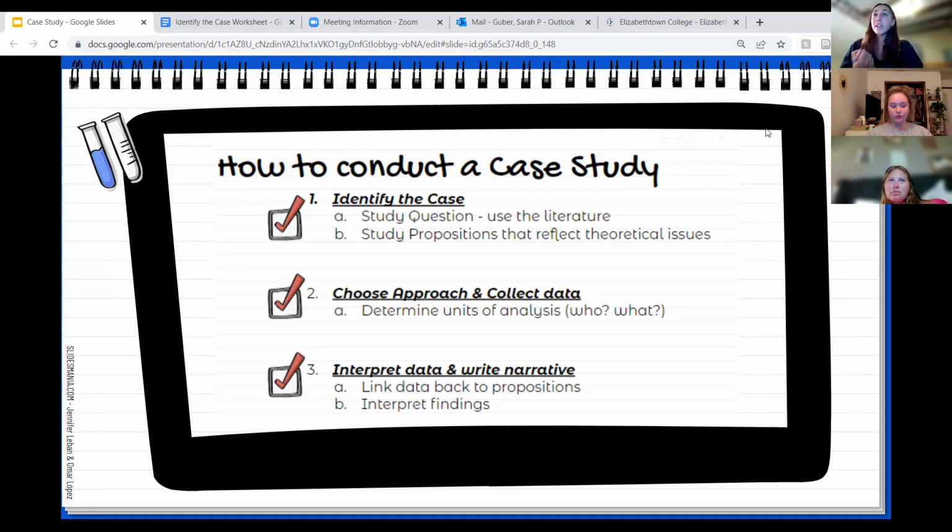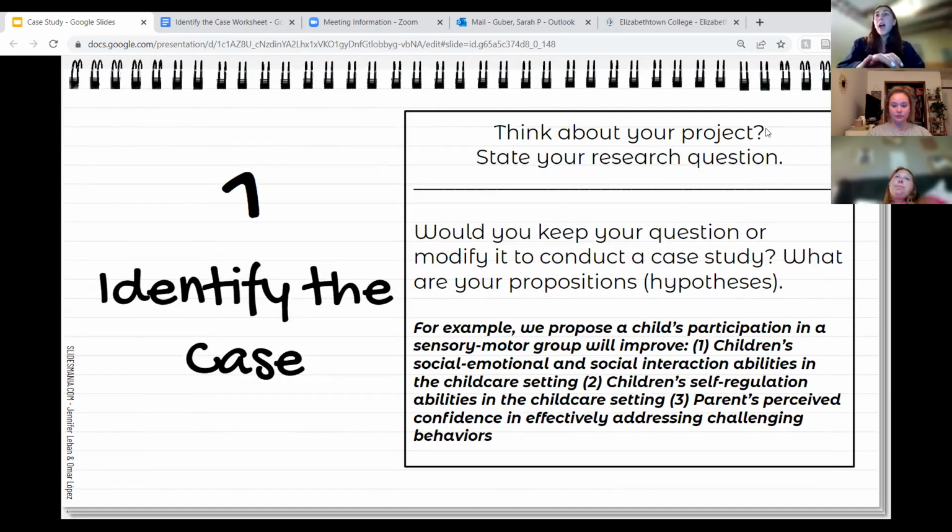First, we're going to identify our potential case. We're going to choose an approach and collect data. Think about how we could collect data, because we can't actually. And then we're going to pretend to interpret data and think about the data we might get and how we would write a narrative and how this would enhance your projects. So step 1, I want you to think about your project. On your worksheet, you're going to state your research question that you had within your lit review.